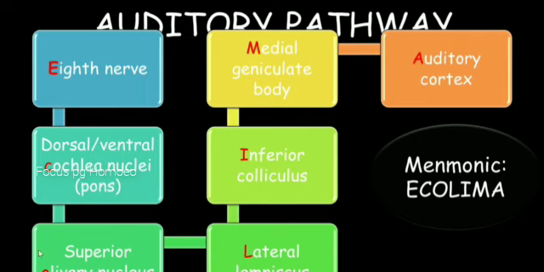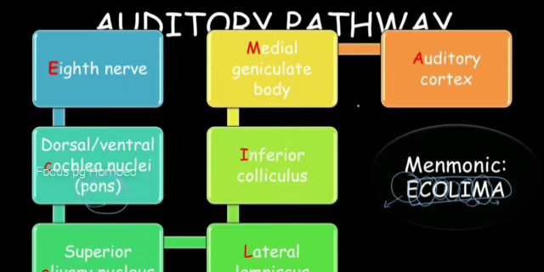And you should know something regarding the auditory pathway and how it works. With the help of the mnemonic E-C-O-L-I-M-A, you can easily remember: E, eighth nerve, and C for dorsal or ventral cochlear nucleus, which is present in the pons area. Then comes O, that is superior olivary nucleus, and then comes L, that is lateral lemniscus, and I is inferior colliculus, and then it passes on to the medial geniculate body, and it passes on to the auditory cortex.